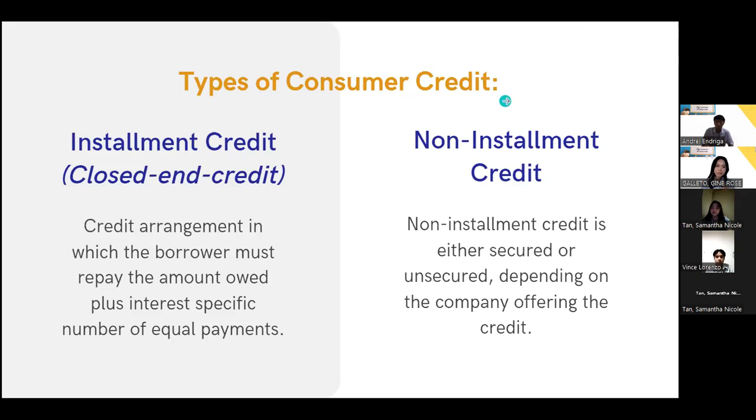So, pag sinabing secured, nire-require yung borrower na magkaroon ng collateral such as house or vehicles as security against their loan. While unsecured is di nire-require na may collateral ang borrower. So it depends sa credit lending company if secured or unsecured yung non-installment credit na ina-offer nila. And best example nitong non-installment credit ay yung mga credit cards.